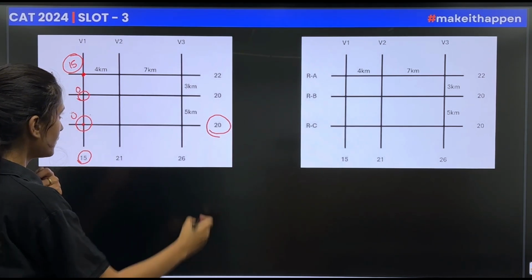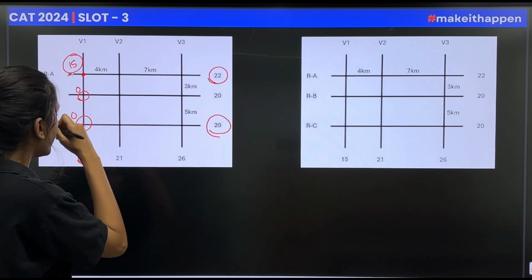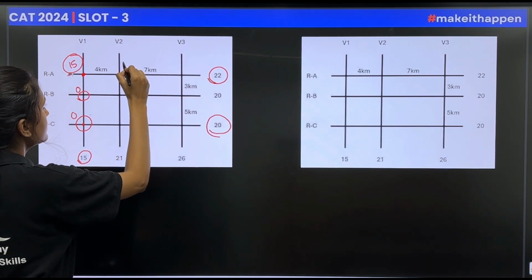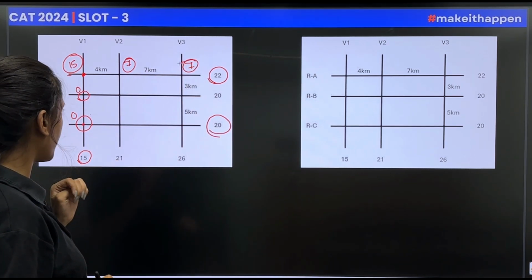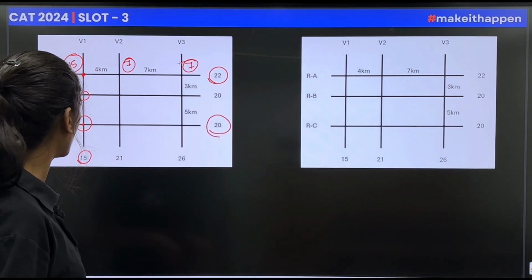Now I want a sum of 22 over this line. Here, if I need a sum of 22, I need 7 either over here or over here, to make it 22, because 15 plus 7 will give me 22.